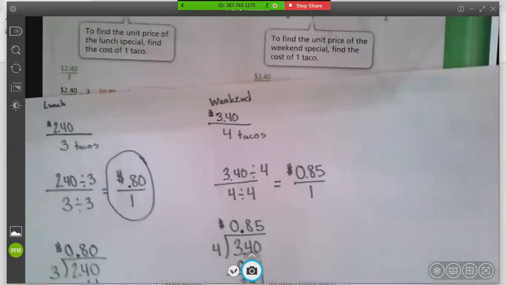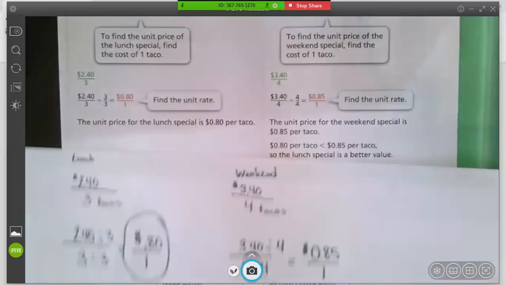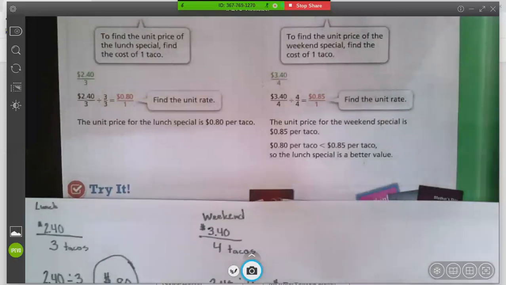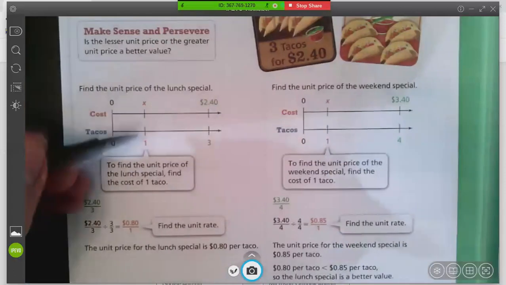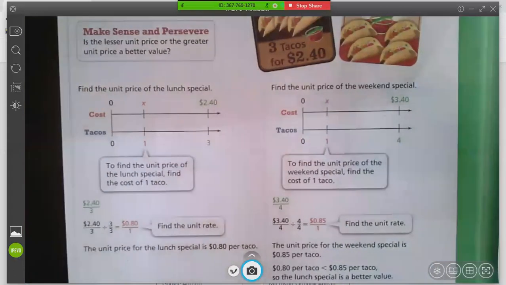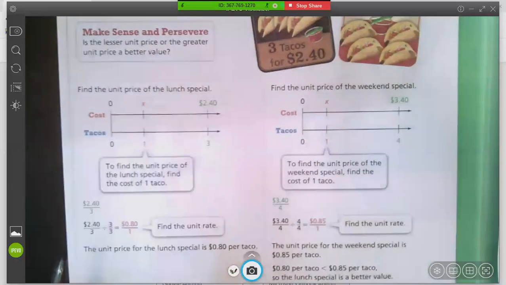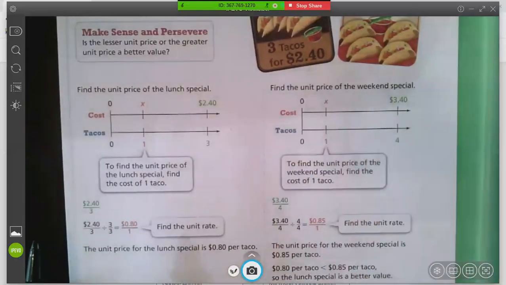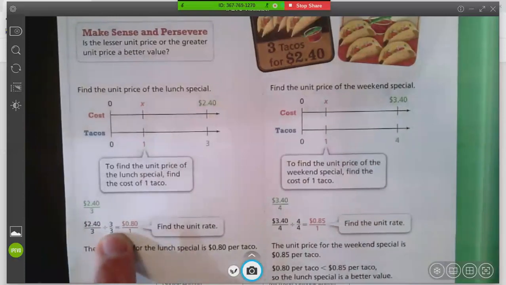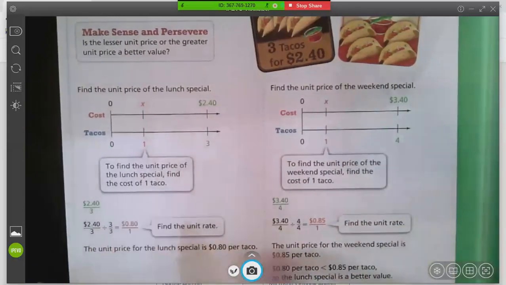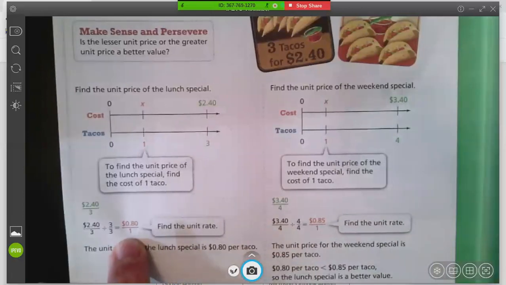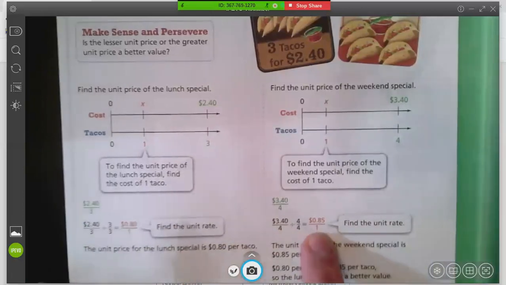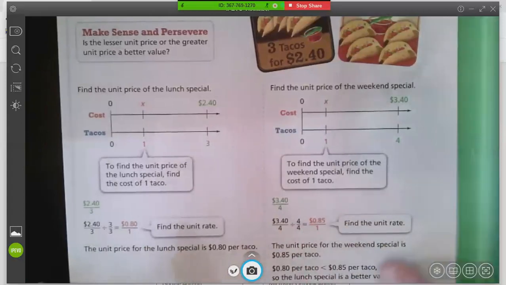Excellent job. So, another thing that you could do here, boys and girls, is we could go ahead and make a line here and try to figure out X. What is it for one taco? That's what we did above. It's just a different way to represent this. Okay? And there you can see what we did. So we have 80 cents and 85 cents. And this is the unit price or unit rate. For one taco, it is 80 cents. For one taco on the weekend, it's 85 cents.